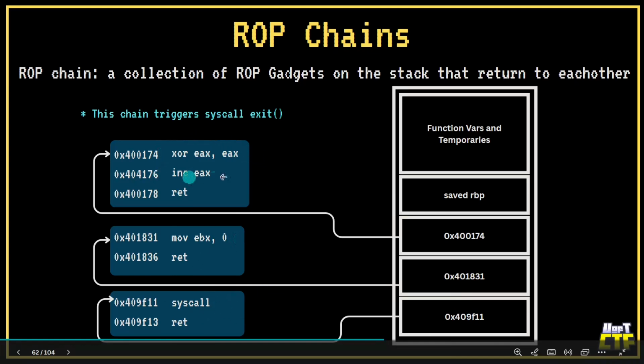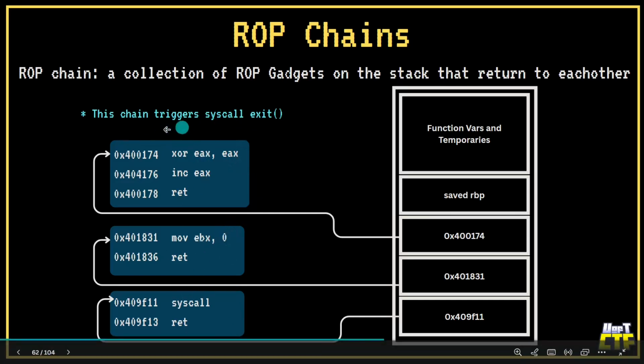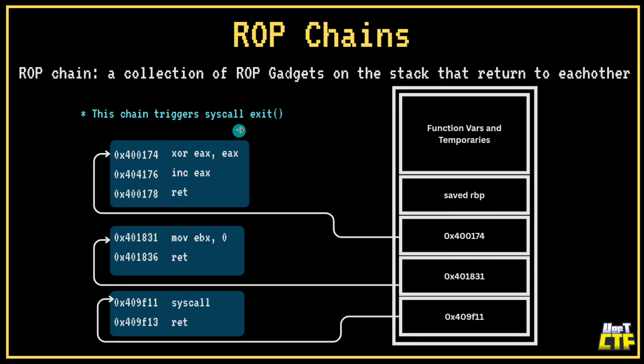So in total, it's going to be running all of these operations, and this is all the code: xor EAX, increment EAX, move EBX by 0, and syscall. This is how you call exit. You can call this syscall exit and exit out of the program.